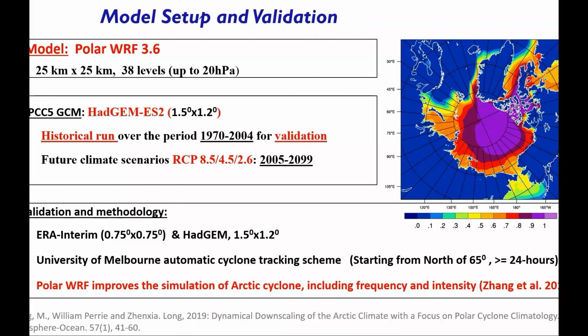So in our study, we conducted a dynamical regional downscaling simulation of Arctic climate using Polar WRF, driven by the HadGEM Center's Earth System Model, following the IPCC-5 historic simulation and climate scenarios RCP 8.5, 4.5, and 2.6. Here we use Polar WRF 3.6, and the spatial resolution is 25 km. The right plot shows the model domain.